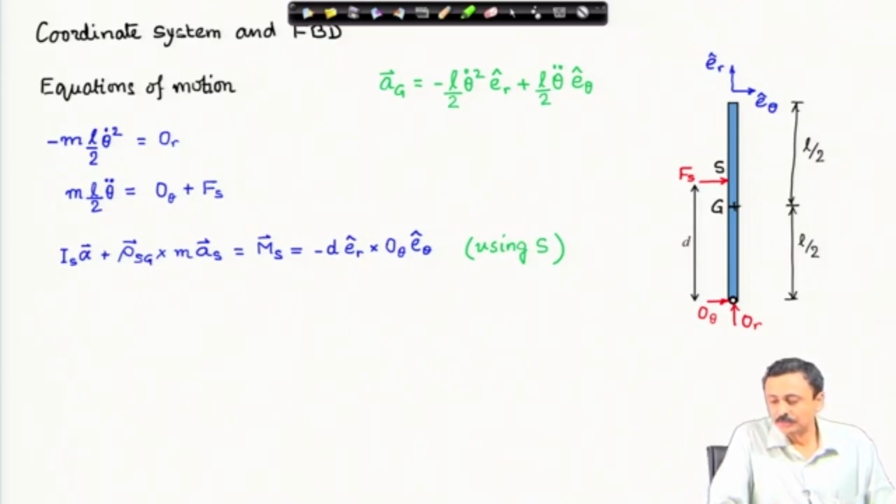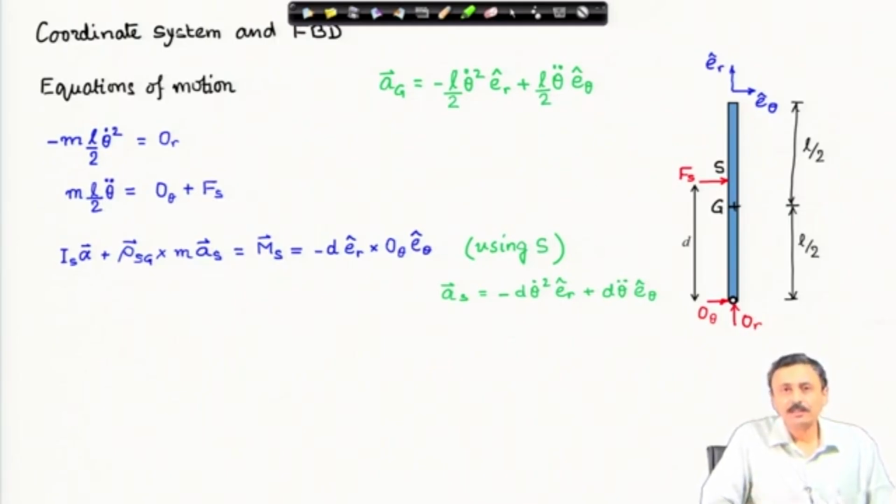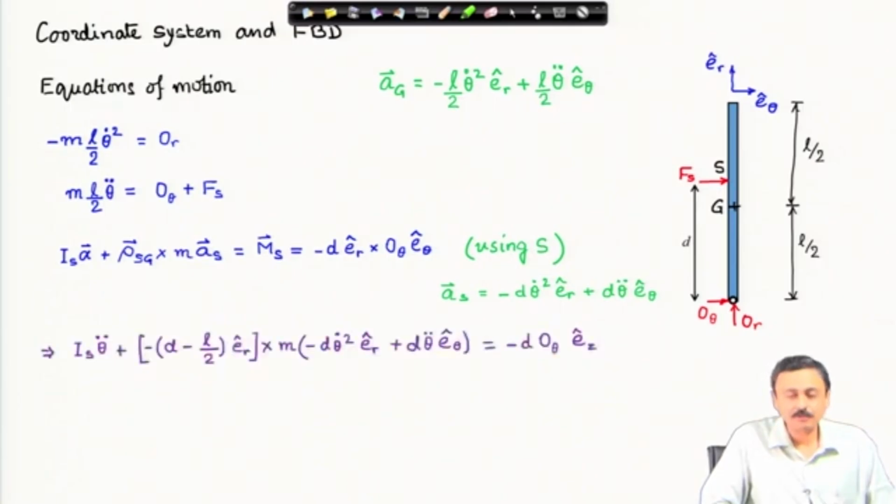Who contributes moment about point S? Only O_theta. O_r has 0 moment arm. Therefore, this is minus d e_r cross O_theta e_theta. If you look at the acceleration of point S, it can be written like this very easily. Straightforward kinematics. Substitute all those things in the rotational dynamics equation and simplify. This is what happens.